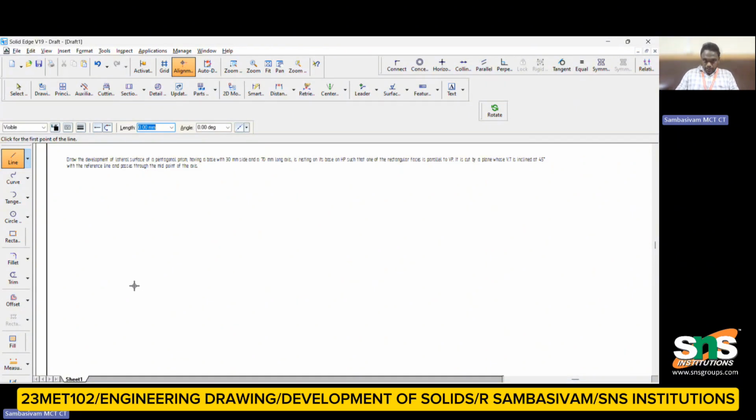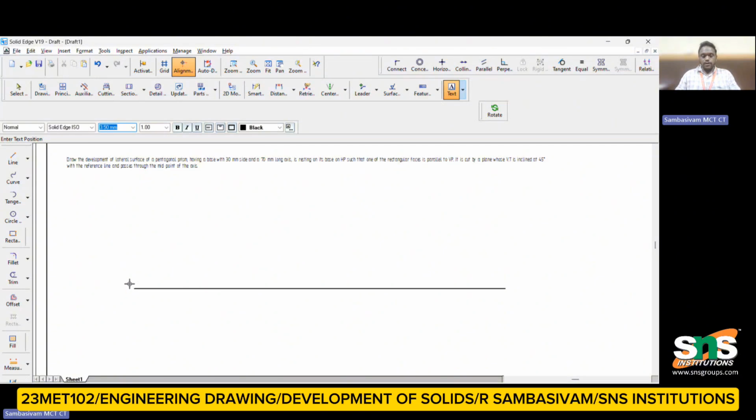From this point, I draw a straight line, which is said to be the reference line. I mark this as the vertical plane and this one as the horizontal plane. They have mentioned a pentagonal prism with a base of 30 mm, so I draw a base of 30 mm length.